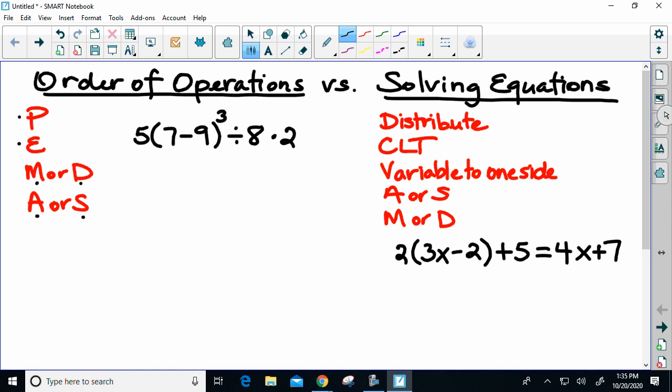So if you're doing the order of operations, you start with the parentheses. So 7 minus 9 is negative 2. Then you do your exponent. Negative 2 to the third power is negative 8.